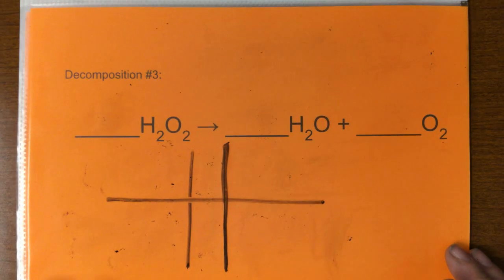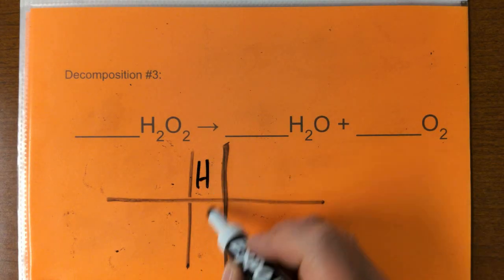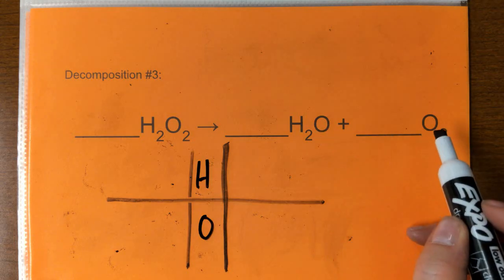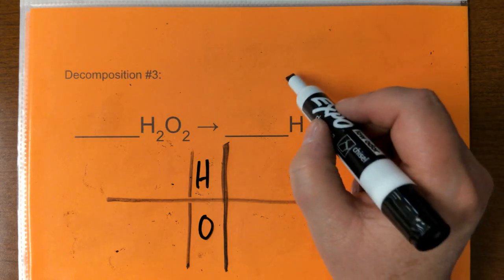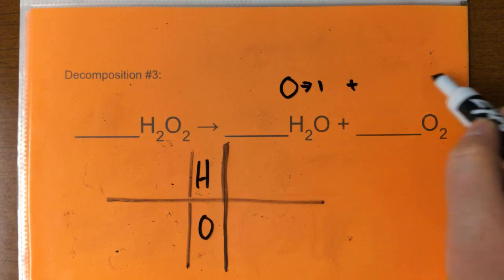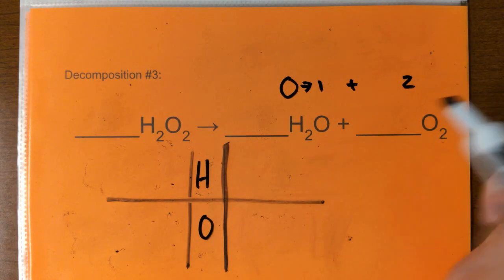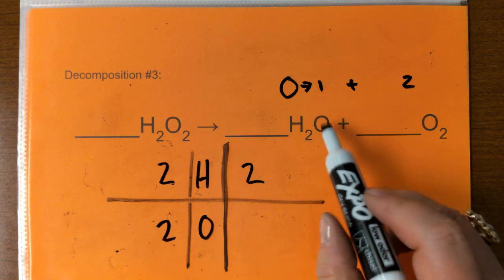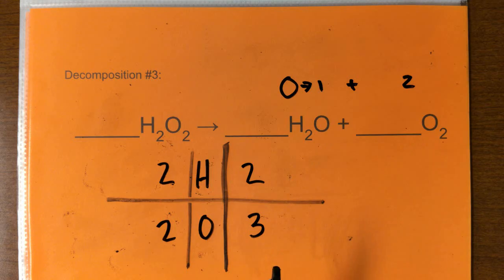Okay. This one's a little tricky. I've got hydrogen and I've got oxygen. But notice that oxygen is in 2 different places on this side. So I'm going to keep track of oxygen separately up here. All right, I've got 2 and 2, 2 hydrogen, but I've got 3 oxygen.